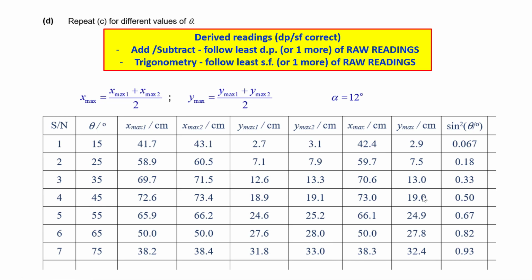Now for sine squared, it doesn't fall into addition and subtraction. It follows from trigonometry. So if you check your practical booklet, what we will look at is the SF of the raw values. So the raw value we are looking at is theta. Theta were all measured to 2SF, so I'm recording all to 2SF. Whether you record one more than the least will depend again on the spread of values. I've got a good spread of values from 0.9 all the way to 0.06, so I think that will give me a good spread on the graph paper, so there's really no need for me to record one more than the least, so I'm going to keep to the least.